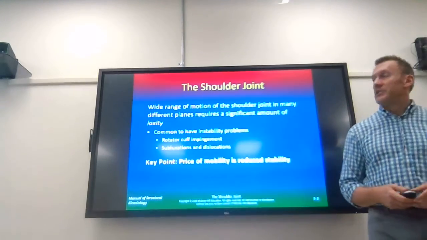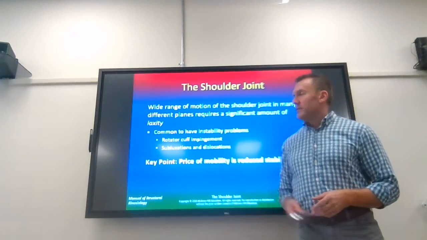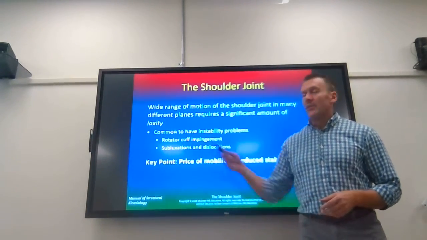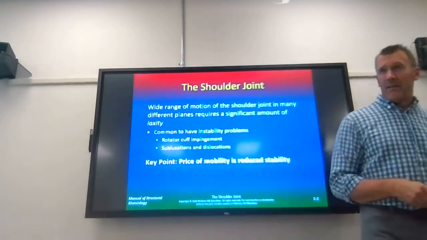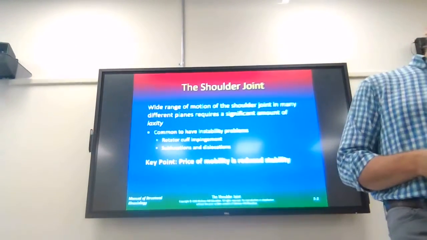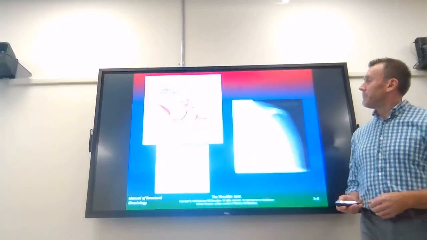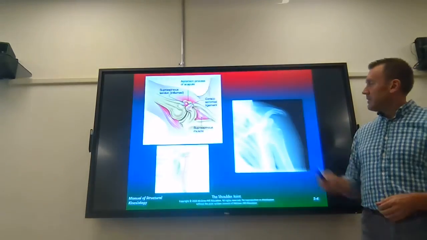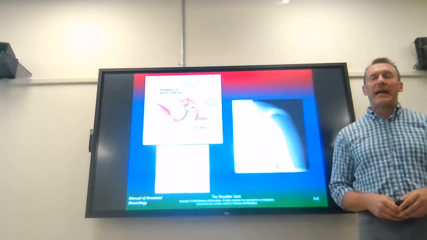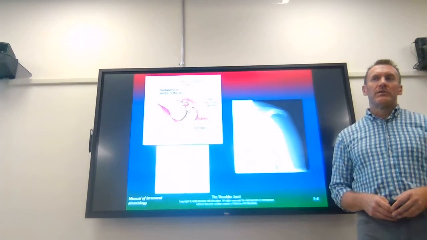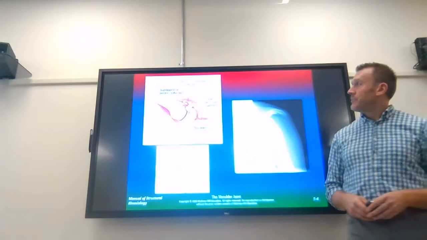So rotator cuff impingement, subluxations and dislocations. So what's a subluxation? It doesn't dislocate all the way. Yes, good, Shelby, that's right. So it's a partial dislocation. So this would be a dislocation. Most dislocations are anterior with the shoulder in an abducted position.